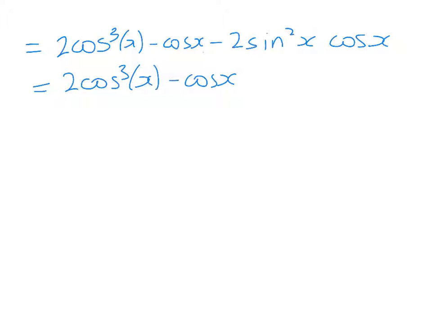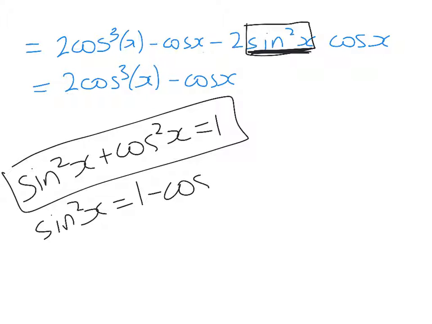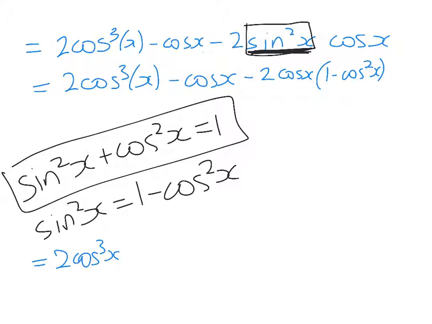The last thing we got to do is to switch out the sine squared x. So we know that sine squared x plus cos squared x equals 1. That means that I want to have something with cos and no sine in here. So we're going to use this. Sine squared x is equal to 1 minus cos squared x. And it's the last bit of substitution coming up. So we'll do that in blue. Minus 2 cos x times 1 minus cos squared x. And we're nearly there. And that gives me 2 cos cubed x.